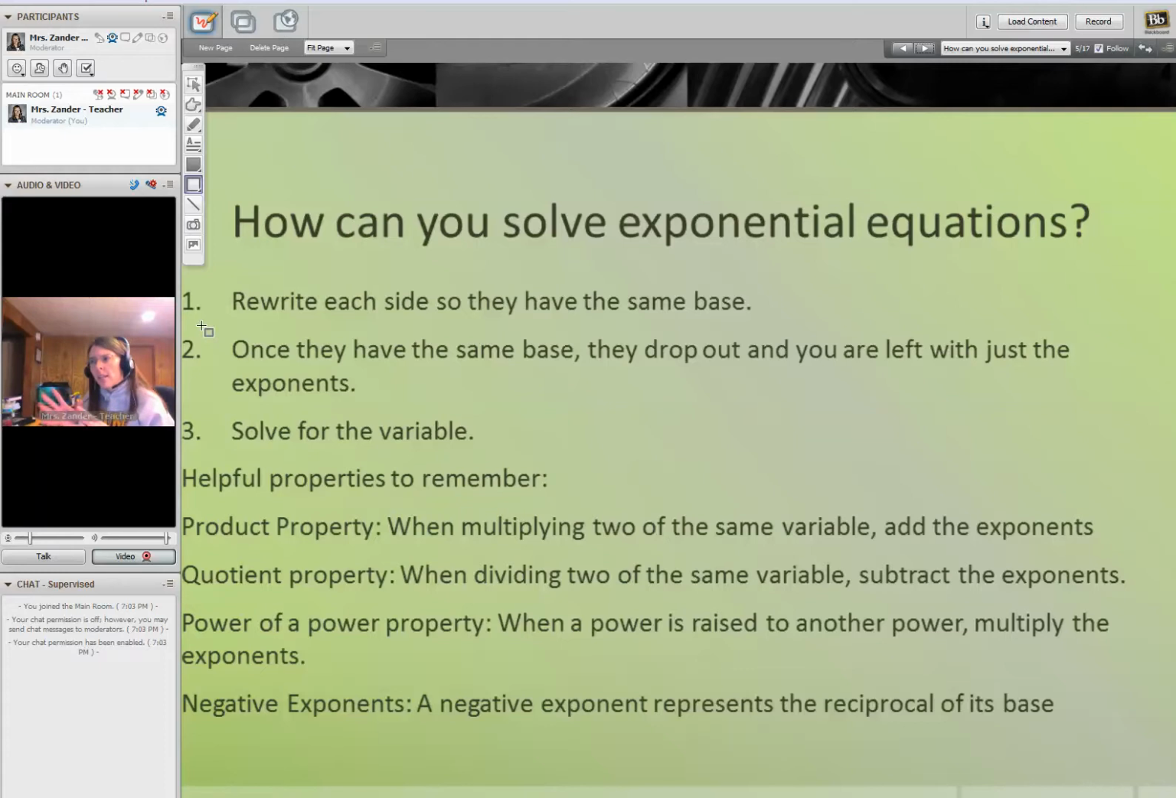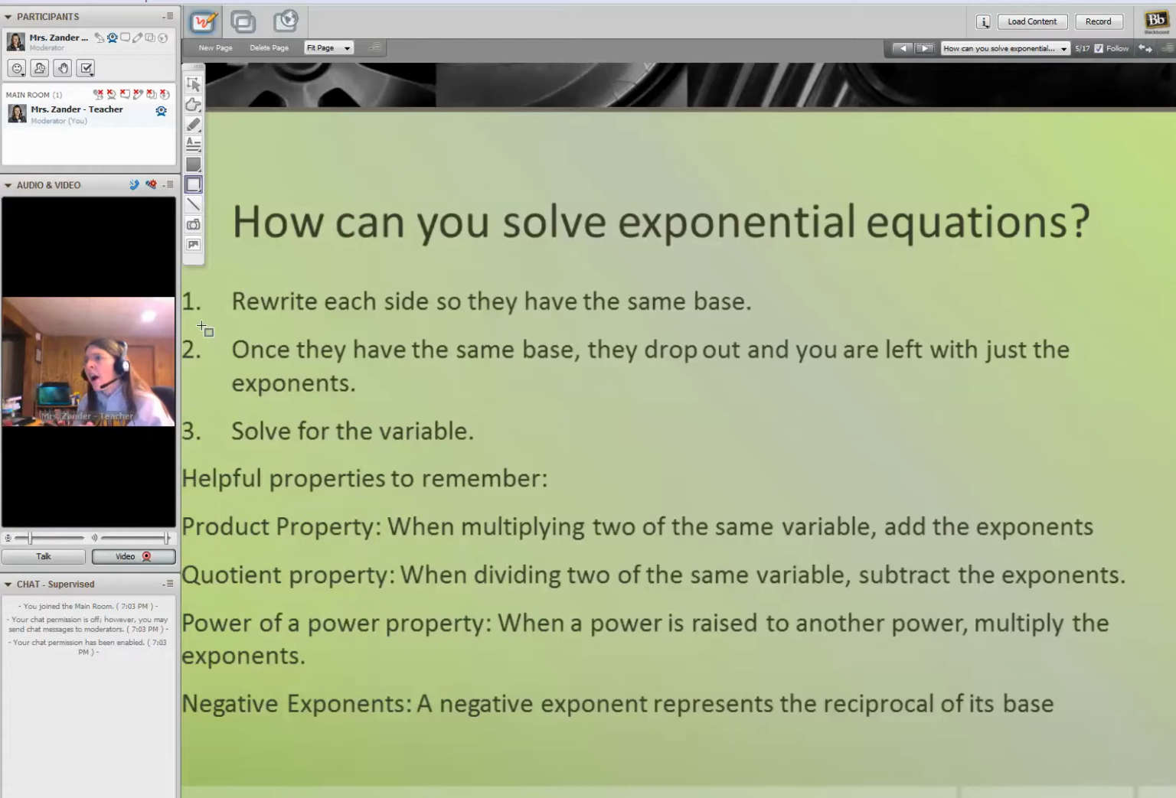We'll see an example of that in a minute here. Once they have the same base, the math works its magic and the bases drop out. Once you have that same base and they drop off, you're just left with what was in the exponents. And then you solve for the variable that you have in your exponents.